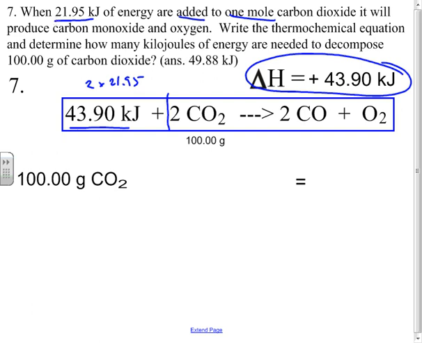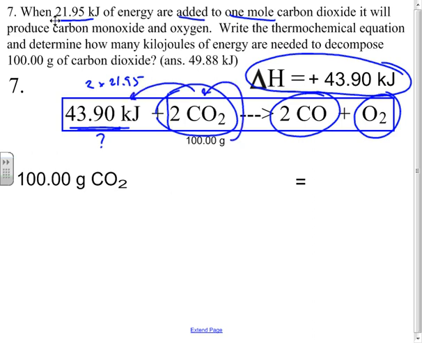So there's this many kilojoules per 2 moles of the carbon dioxide, 2 moles of the carbon monoxide, and per 1 mole of the oxygen. The question asks for 100 grams of carbon dioxide, how many kilojoules of energy are going to be released? So it's grams to moles to kilojoules.